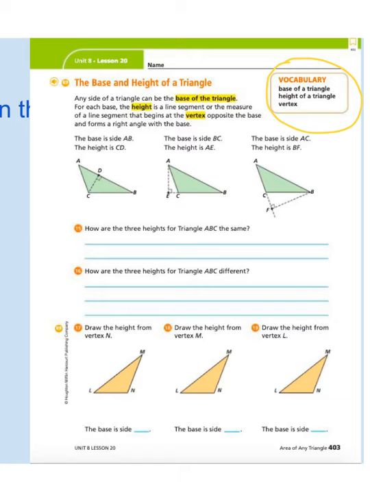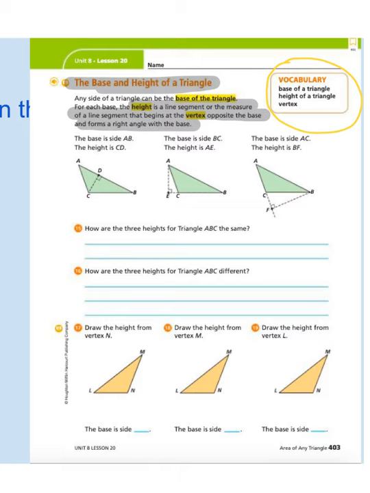So let's read what we've got here. It says the base and height of a triangle. Any side of a triangle can be the base of a triangle. So think about it as if you just flip that triangle over. So you really do have 3 bases on that triangle. For each base, the height is the line segment or measure of the line segment that begins at the vertex opposite the base and forms a right angle with the base.